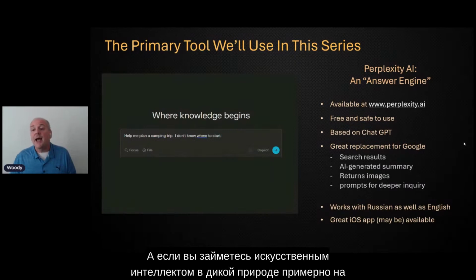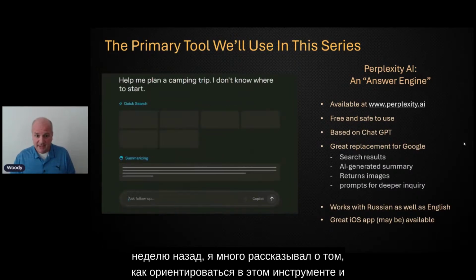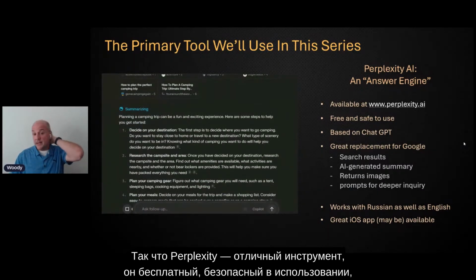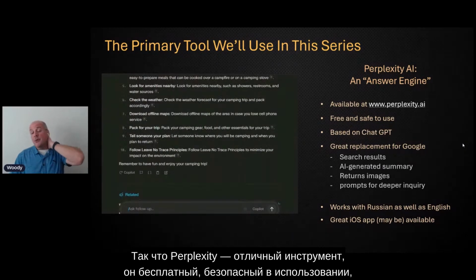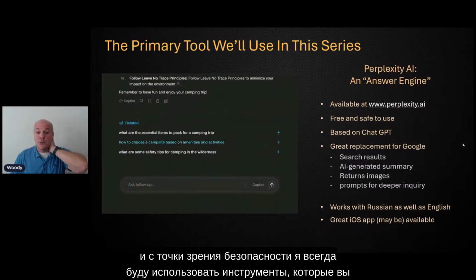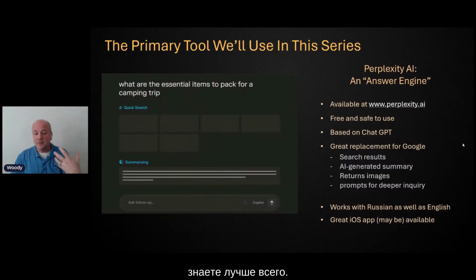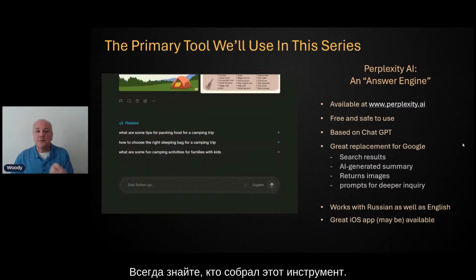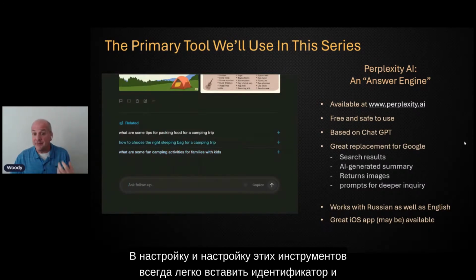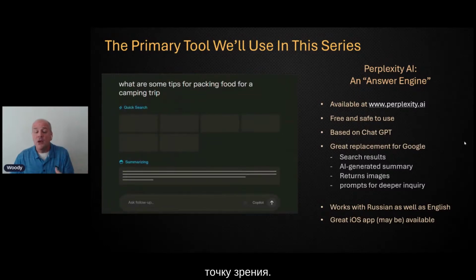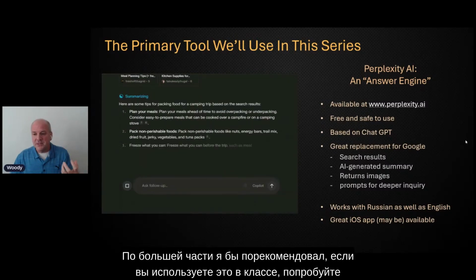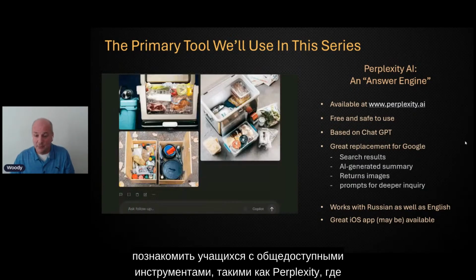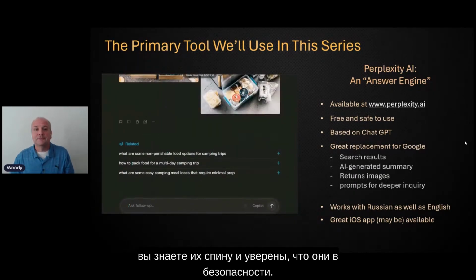And around safety, I would always use tools that you know best. There's a lot of open source models that are out now. I'm sure that's the majority of the ones that are in Russia right now. And you always have to make sure you know who has put that tool together. It's very easy to insert bias and points of view in how those tools are set up and tuned. So you try to guide students to commonly available tools like Perplexity, where you know their background and you know that they're safe. And there's a lot of information in Perplexity about its safety. You can just ask the tool and it will tell you why it's safe to use.